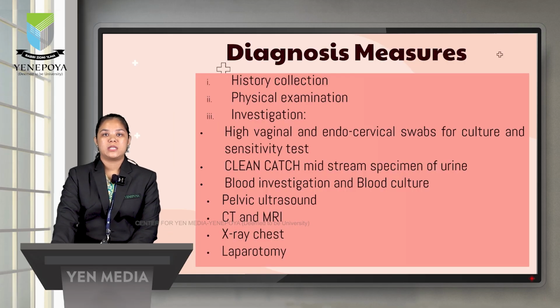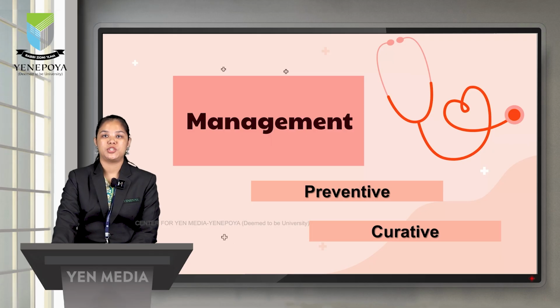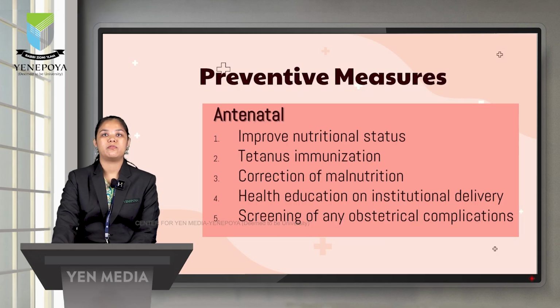So after the diagnostic measures, we will be moving on to the treatment modalities or the management. The treatment or the management could be preventive measures or curative measures. Preventive measures include antenatal prevention, intranatal prevention and postnatal prevention. In antenatal prevention, improve the nutritional status of the mother during the antenatal period, and pregnancy immunization, that is tetanus immunization the mother should take.